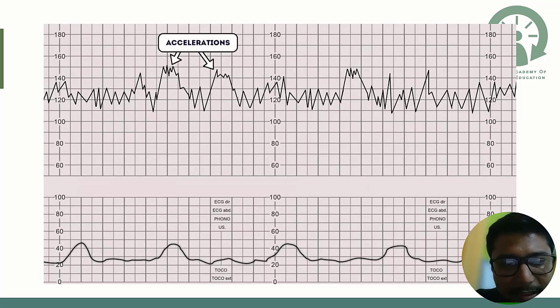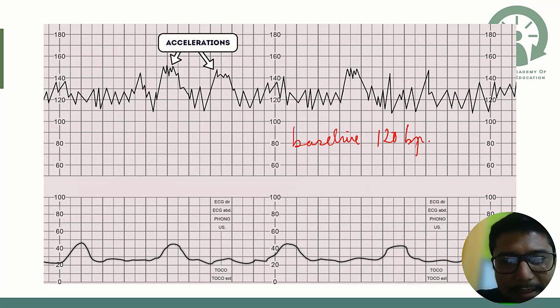So baseline heart rate is basically somewhere around here. If you find a quiet zone, the zone around which the lines are oscillating, that is the baseline. In this case, we can see the baseline is around 120 beats per minute. These small variations, less than 10 to 15 beats per minute, are known as the beat to beat variation.